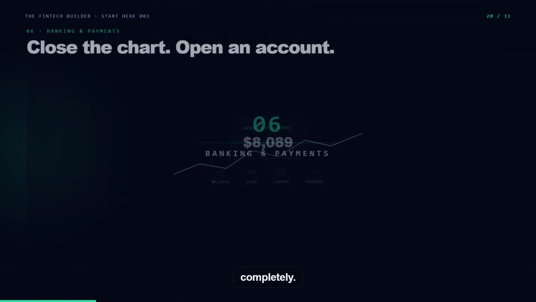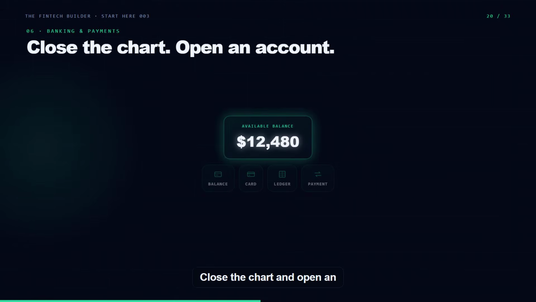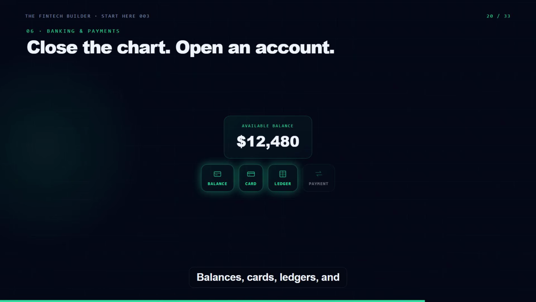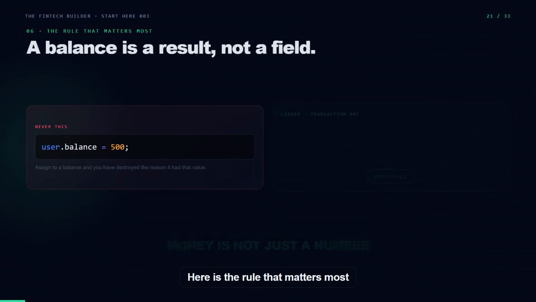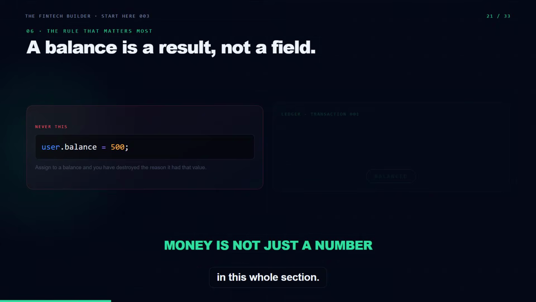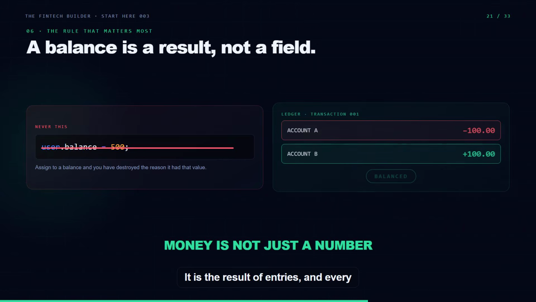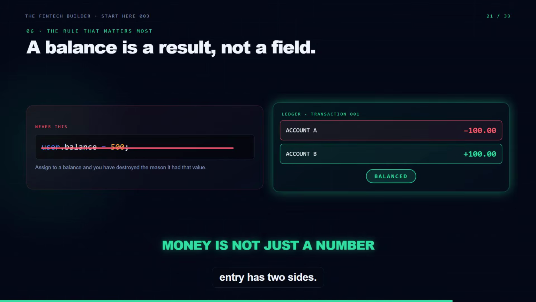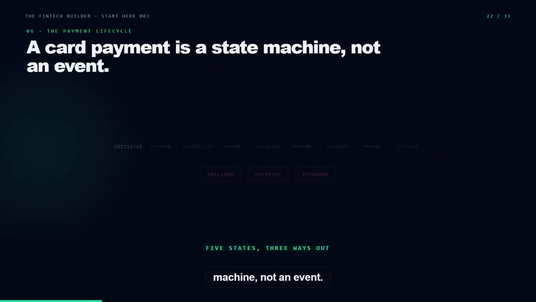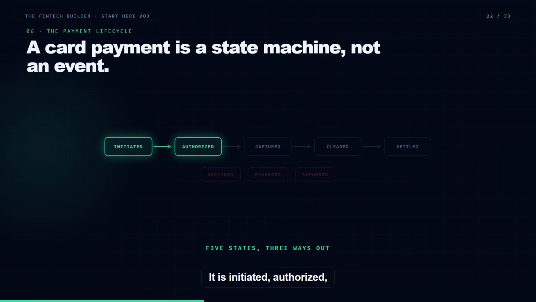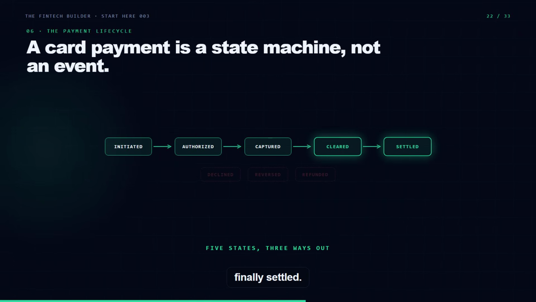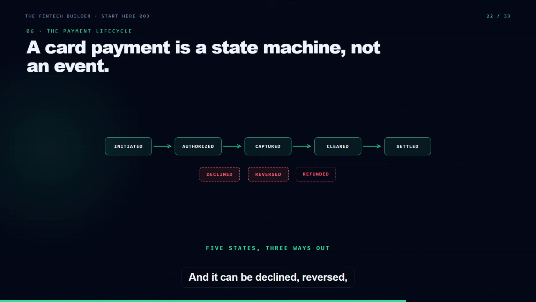Now change domain completely. Close the chart and open an account. Balances, cards, ledgers, and payments. Here is the rule that matters most in this whole section. Never treat money as just another number in a database. A balance is not a column you assign to. It is the result of entries, and every entry has 2 sides. A card payment is a state machine, not an event. It is initiated, authorized, captured, cleared, and finally settled. And it can be declined, reversed, or refunded along the way.